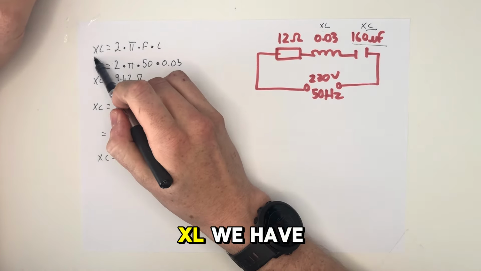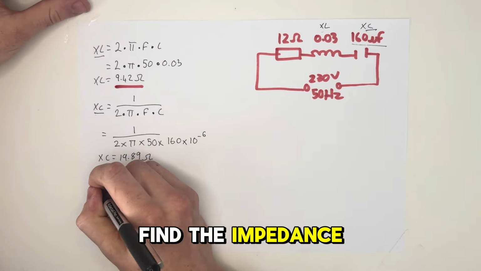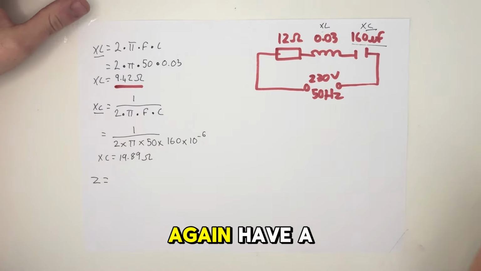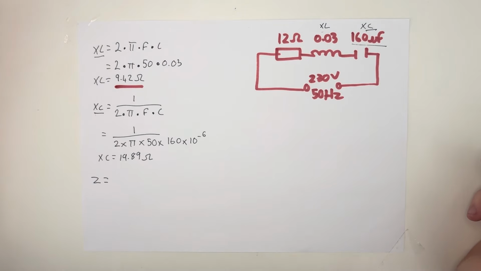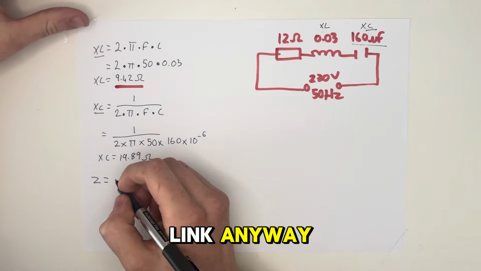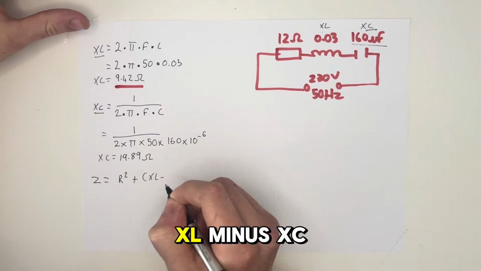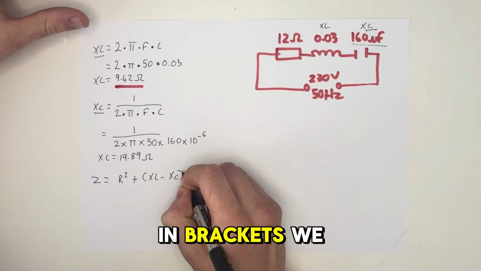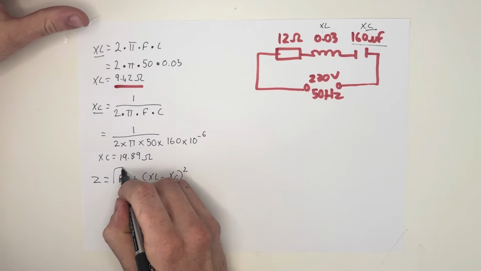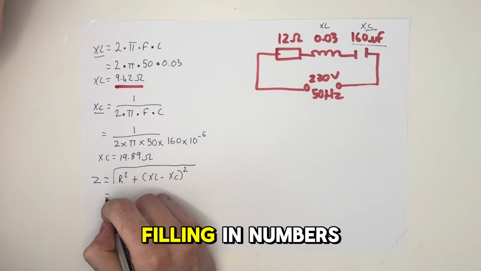So, we have XL, we have XC. Now, we find the impedance. Again, I have a video on this down below. It will be linked. So, I'm going to have a lot of videos to link. Anyway, R squared plus XL minus XC in brackets. We square that, all to the square root. It's just filling in numbers now.